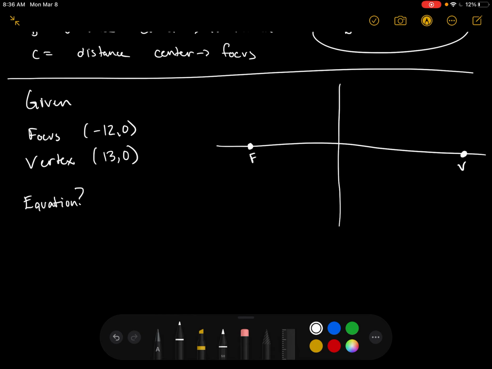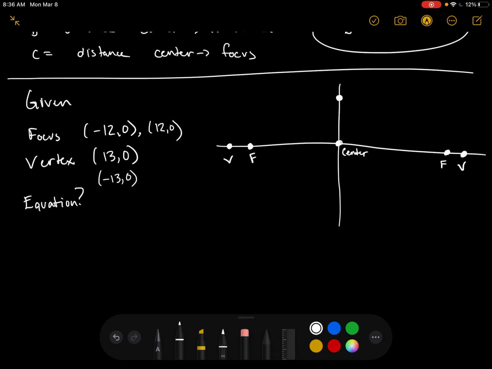Now we know that if we have one vertex at 13, 0, that the other vertex is a mirror image. So there must be another one right next to that focus there. And the same thing for our focuses, mirror image of each other. So there's also a positive focus on this side as well. So those are two things that can help us out. Additionally, we know that the center is at the origin.